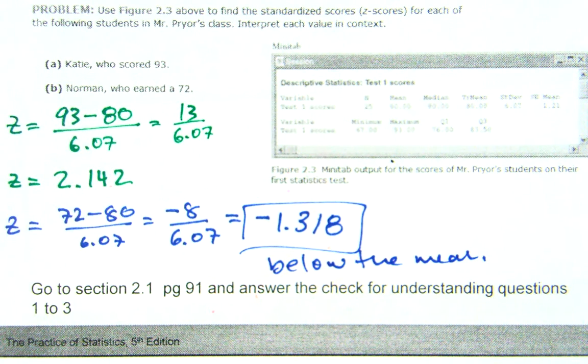All right, just another way to calculate. We have percentiles and we have Z-scores. Where does your observational value fall within the data set?